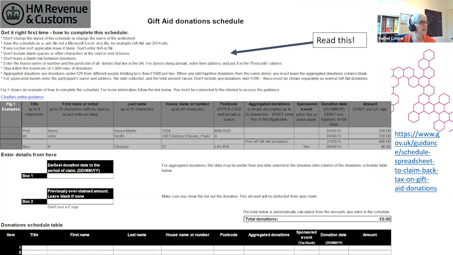And I think it says you must be connected to the internet to access guidance. I think those are the things that I wanted to say about that spreadsheet. Are there any other questions that you can think of just looking at it, Richard?